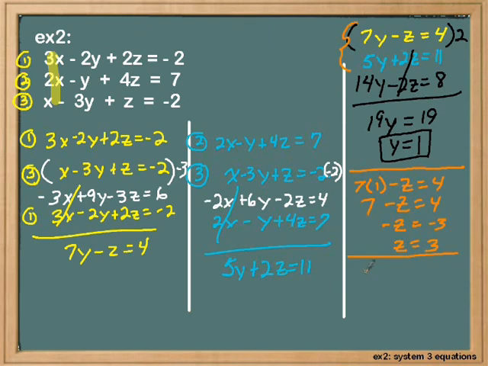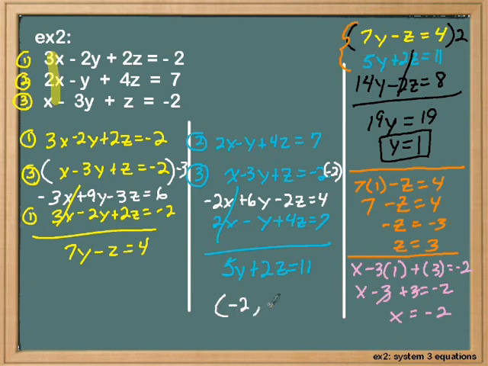Going back to one of the originals, I like number 3, and I'm going to find my x right now. So x minus 3, I know my y value is 1. My z value is going to be 3, and I always put my substitutions in parentheses to protect those signs. And so it looks like I have x equals -2. So my ordered triple is going to be -2 is first, then the y is the second coordinate, 1, and my final coordinate is 3. And there we have our conclusion of example 2.